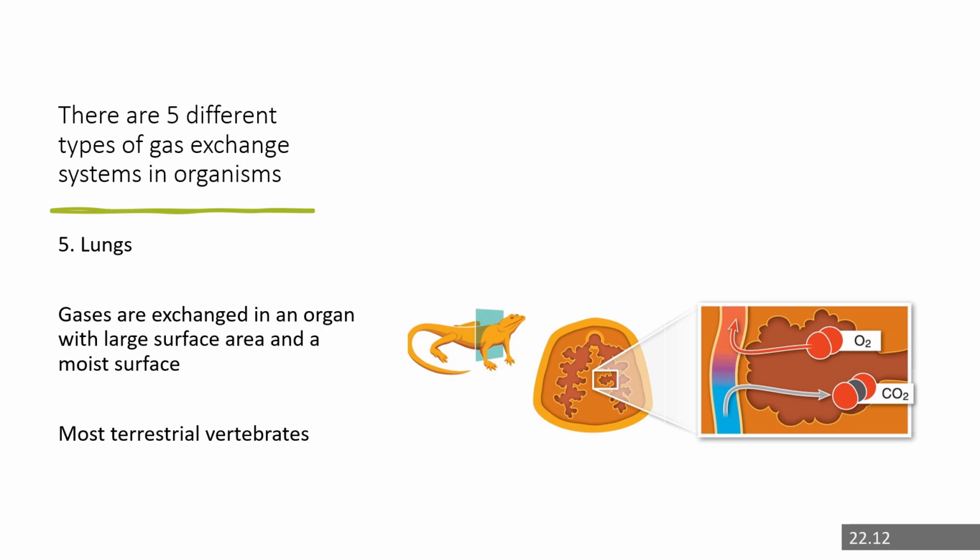And finally, we have the respiratory system you're probably most familiar with because it's how we breathe, lungs. Most terrestrial vertebrates have lungs, which are structures with a large, moist surface area over which gas exchange can occur. Oxygen enters the lungs and diffuses into the circulatory system to be delivered around the body, and carbon dioxide diffuses out of the blood into the lungs to be exhaled.